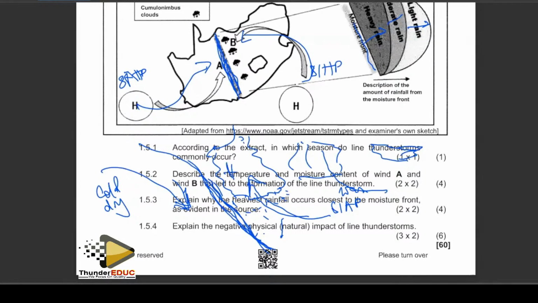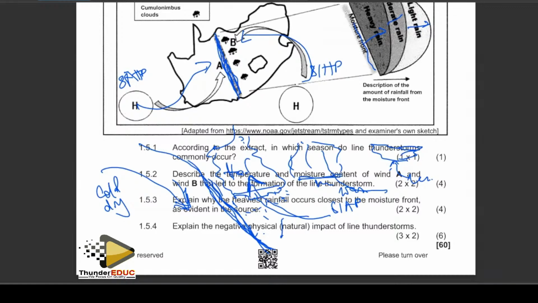So it's heavy rainfall because of strong ascendance of air. The air ascends strongly or steeply, vertically, creating clouds that produce heavy rainfall. But as we move away, the upliftment becomes less strong, creating moderate rainfall. As we move away again, the ascendance becomes weaker and produces light rainfall away from the front. That is basically how you can explain why we have heavy rainfall.